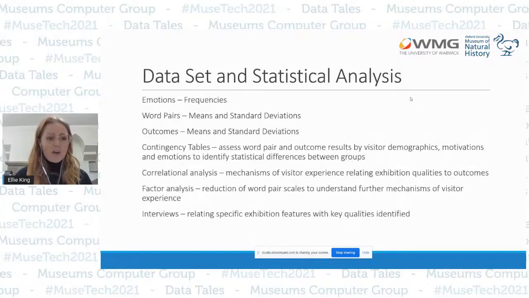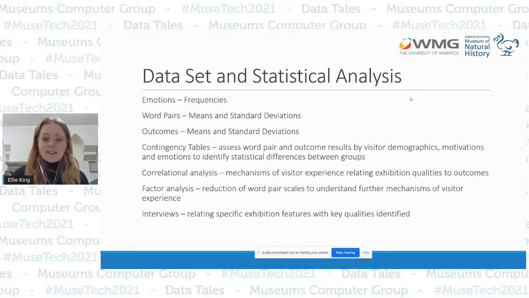And then there are a whole load of benefits of this method, which produces quite a lot of data from quite a small survey. I've listed all of the statistical analysis that you can carry out, but I'm going to go into it in more detail in a minute. But essentially, it's all about understanding the key perceptions of the exhibition according to the visitors and the mechanisms behind the outcomes that they said.